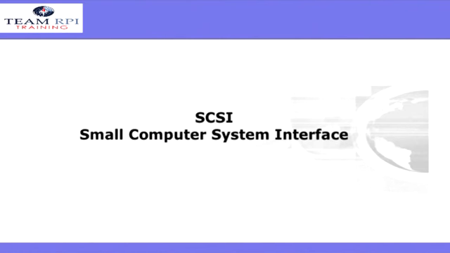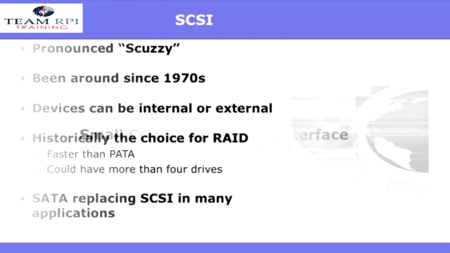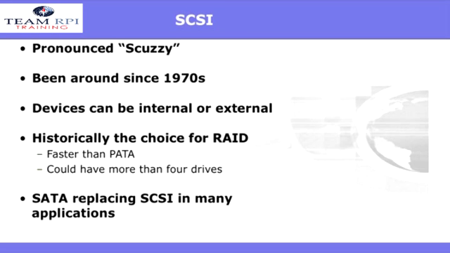Next, let's talk about the Small Computer System Interface, or SCSI. SCSI's been around since the 1970s. Historically, you needed SCSI drives to implement a RAID. However, today we're seeing SCSI by and large being replaced by the SATA drives.